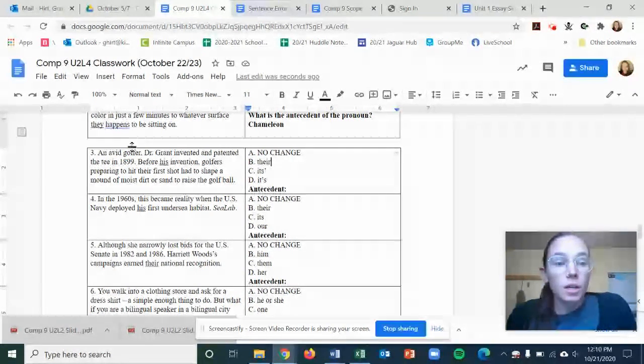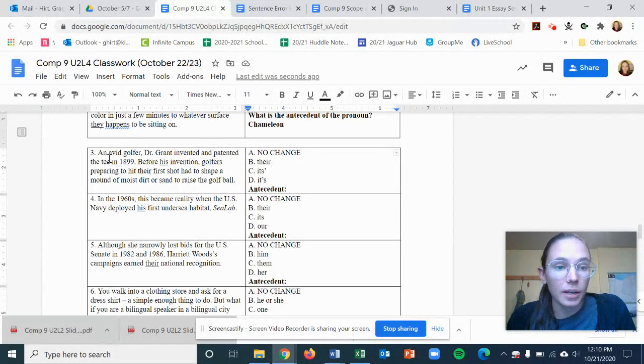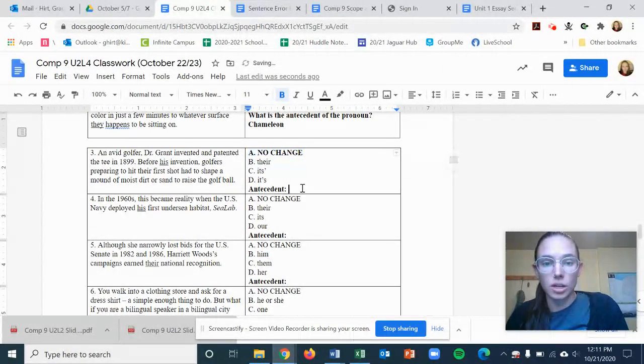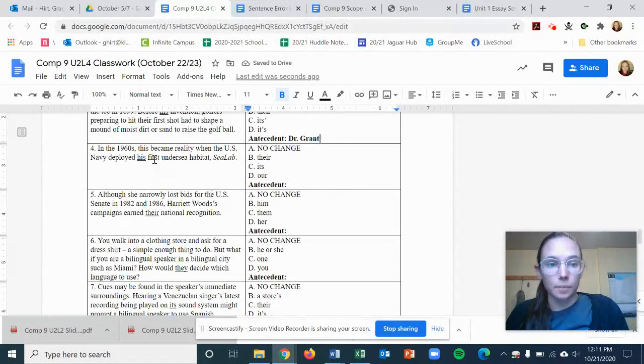All right, so for number 3, an avid golfer, Dr. Grant invented and patented the tee in 1899 before blank invention. So we know we're talking about Dr. Grant. So his is the only pronoun that's an option because we know it's a person and it's singular, right? So his is our pronoun. So our answer is no change. The antecedent, Dr. Grant.